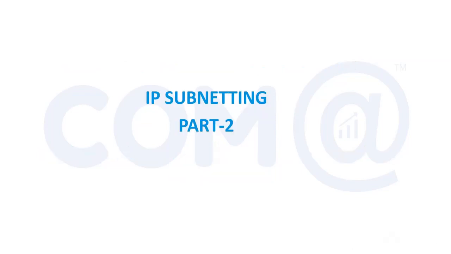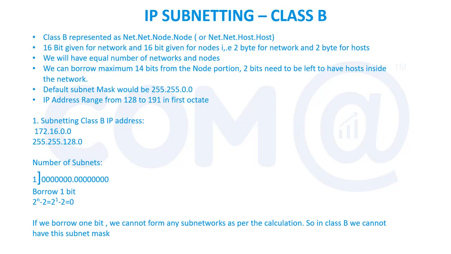So we are going to see about IP subnetting. In part one, we have seen about the general concepts of IP subnet, as well as the subnetting calculation for class C. Now in this section, we'll see about class B and class A subnetting, and we'll discuss VLSM and the advantage of VLSM compared to CIDR. So let's proceed with the presentation.